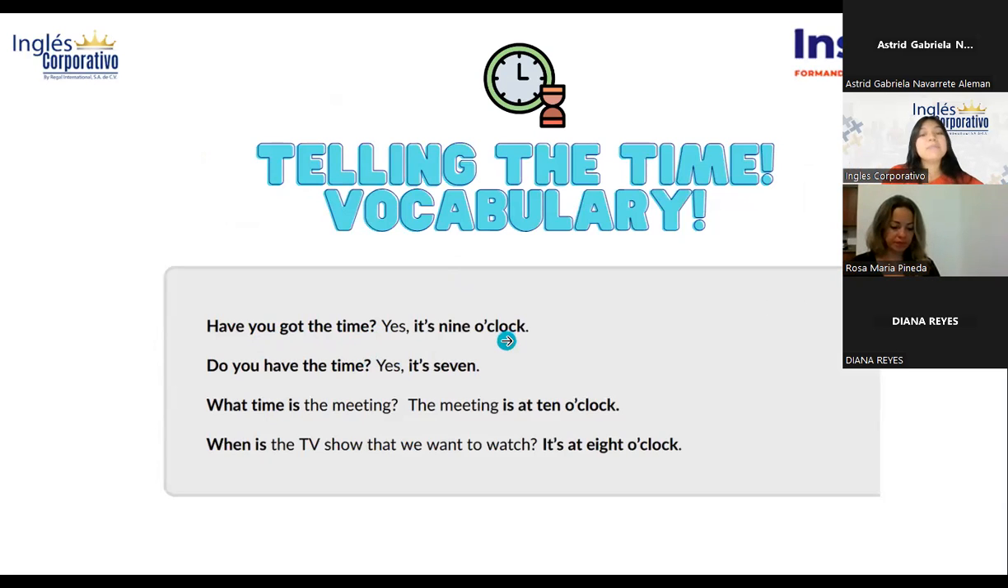Algo bien importante mencionar, guys, es lo siguiente. Cuando decimos o'clock, es únicamente para las horas en punto. Es decir, 1 o'clock, 2 o'clock, 3 o'clock, 4 o'clock, etc. Pero nunca 4:30 en punto. En inglés no se puede. No vamos a decir 4:30 o'clock.